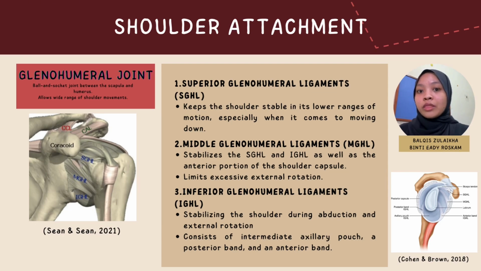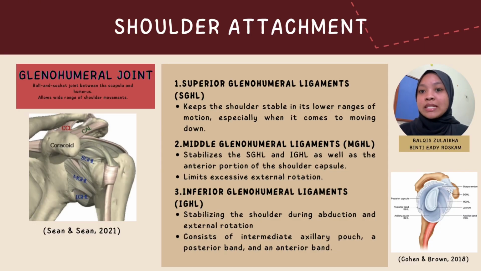I will explain how each joint in the shoulder attaches to each other. Now we will start with the first joint, which is the glenohumeral joint. This joint is also known as a ball and socket joint. We will see how the glenohumeral joint articulates the humerus and the scapula. This joint allows a wide range of shoulder movement.